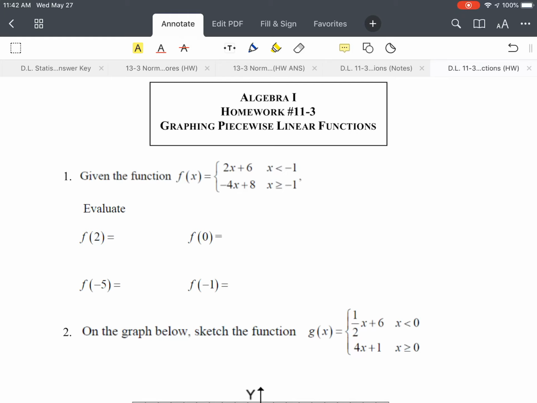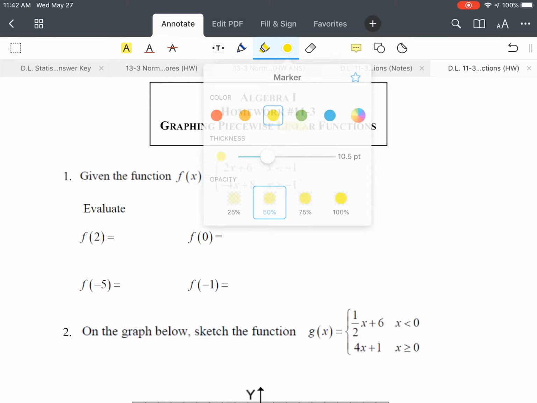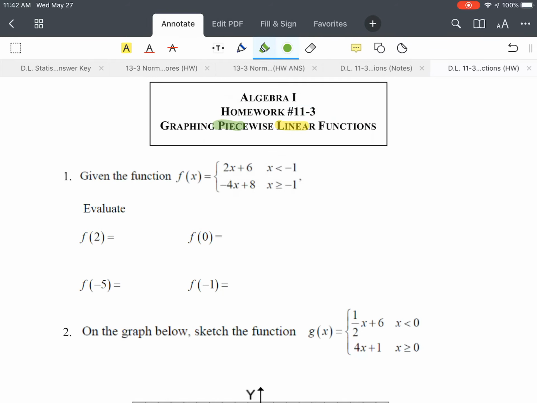And like I said yesterday, the name piecewise linear function kind of explains what we're talking about. Linear means that we're talking about lines, and piecewise, what I really want you to focus on is that word piece. So we're going to be graphing pieces of lines. I know that's a little weird, but pieces of lines.